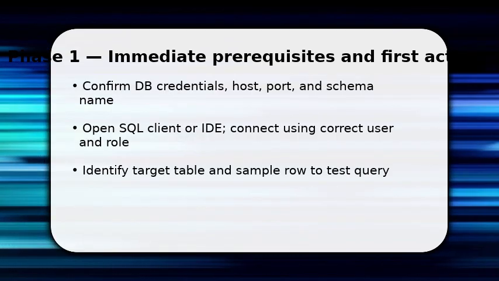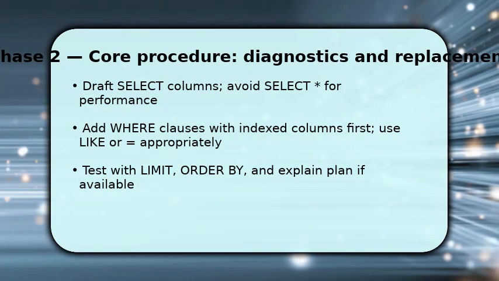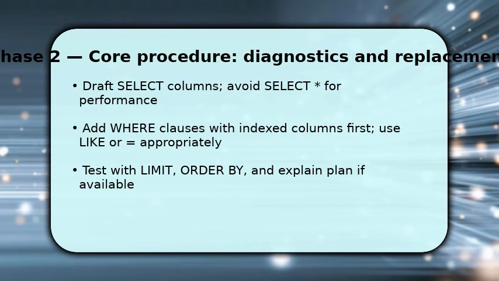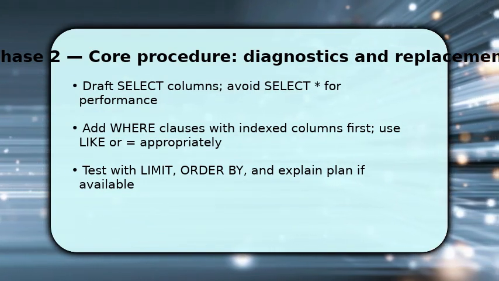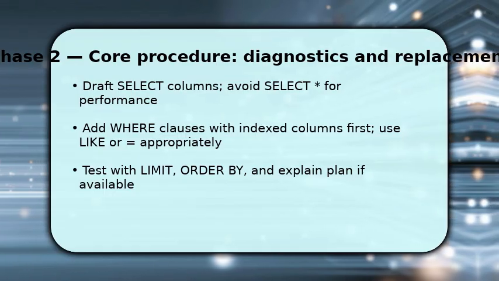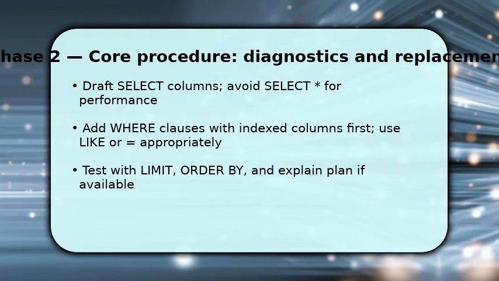Make sure to note any nullable fields and key columns, because knowing types and constraints guides conditions and prevents costly full table scans. Once done, craft the core query. Choose specific columns rather than select star to reduce I/O, then add where filters. Use equality on indexed columns for speed. Use like only when necessary and restrict patterns.